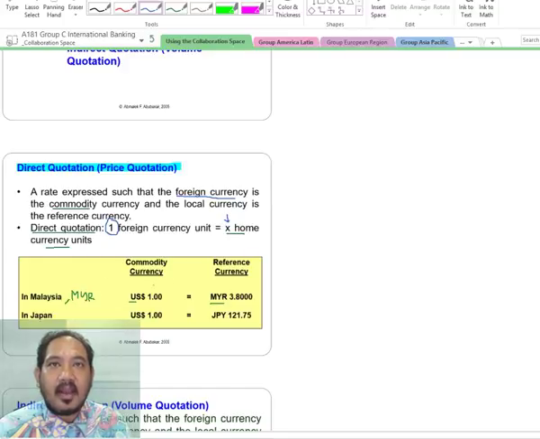So if you look here, we have the foreign currency, for example, US dollar, which is one US dollar. If we are located in Malaysia, this will be in terms of Malaysia ringgit. So for $1 USD, the home currency amount equals Malaysia ringgit 3.8. This is the exchange rate expressed in a direct quotation, or price quotation: how much needs to be paid in local currency for one unit of commodity currency. So you must understand the term commodity and also the term reference currency.